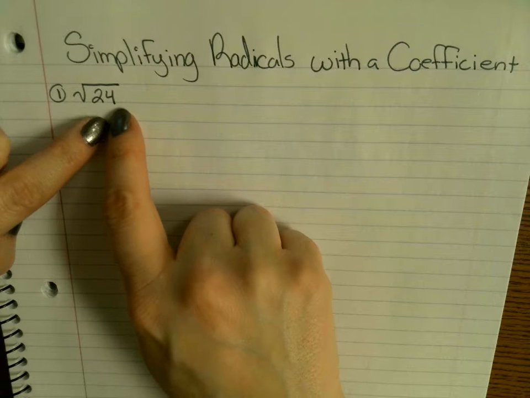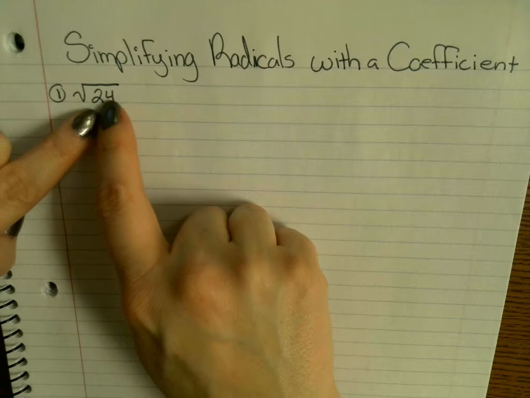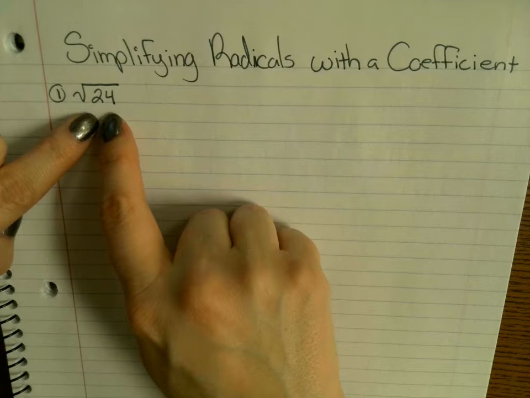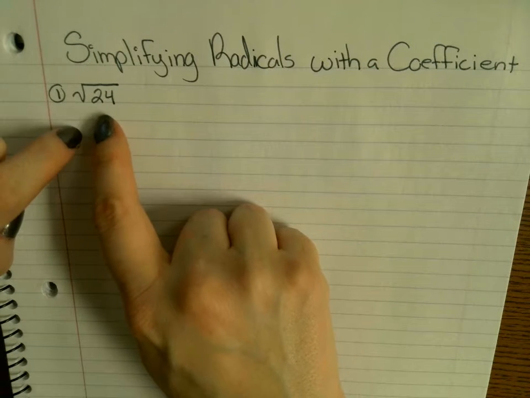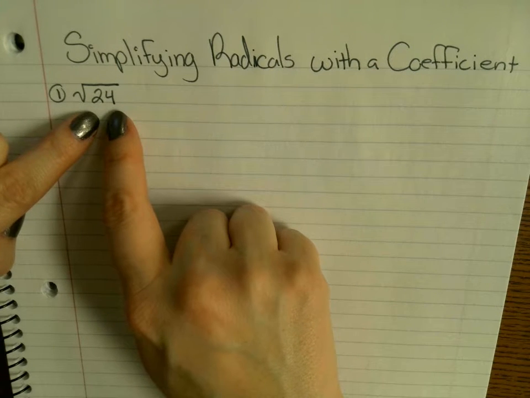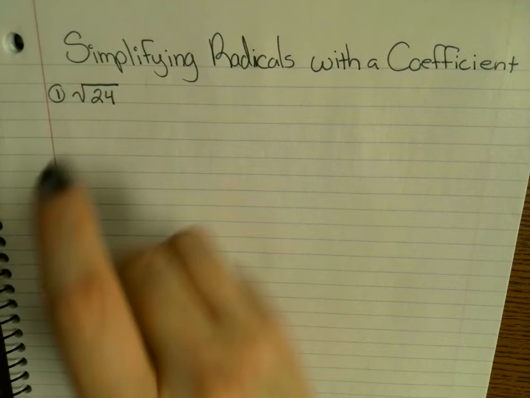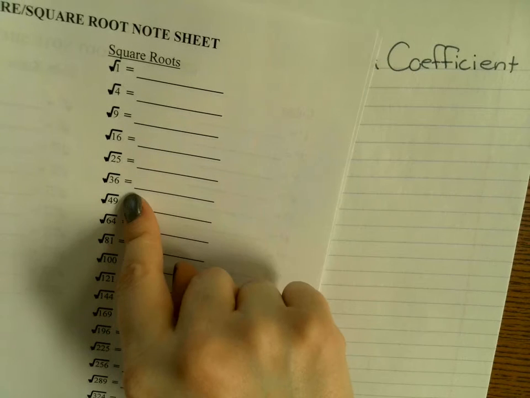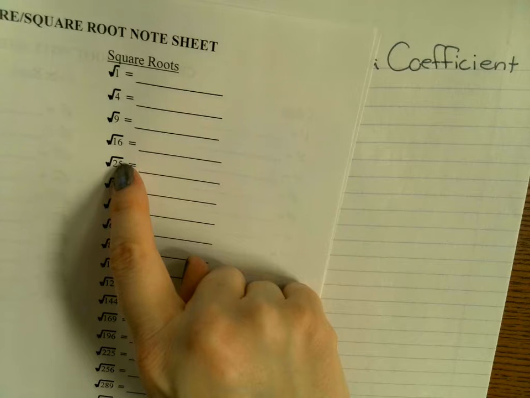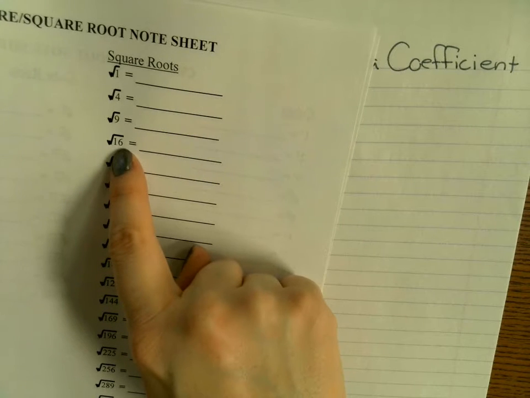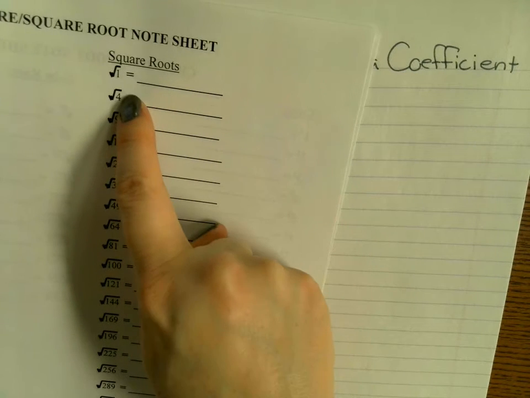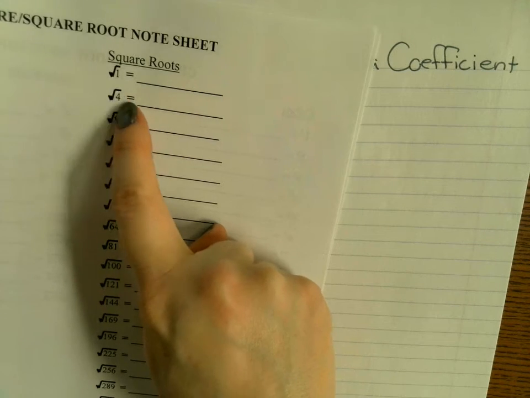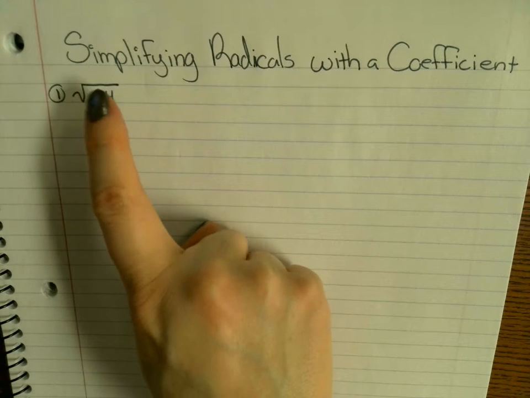Next smallest one would be 9. Can 9 go into 24? No. Next one down is going to be a 4. Can a 4 go into 24? Yes. Again, having this list and knowing, all I did is I went down: 25 is too big, 16 can't go into it, 9 can't go into it, but 4 can. 4 can go into 24. 4 is a factor of 24.